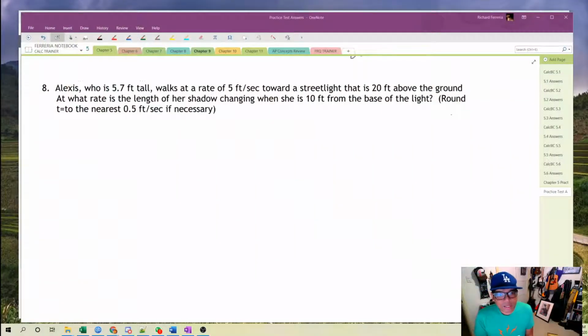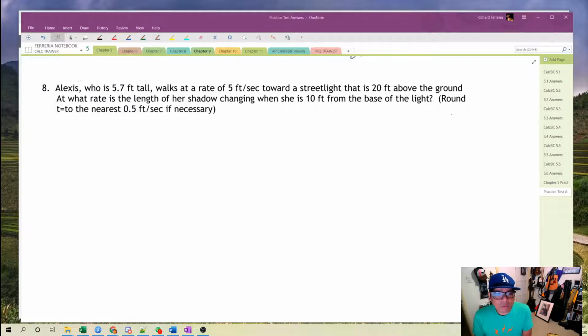So we have an Alexis who is 5.7 feet tall, probably around 5'6", 5'7", I think. No, maybe a little taller than that. Anyways, she's walking at a rate of 5 feet per second towards a street light that is 20 feet above the ground. At what rate is the length of her shadow changing when she is 10 feet from the base of the light? So, as with any problem that we do, first we're going to try to understand it.